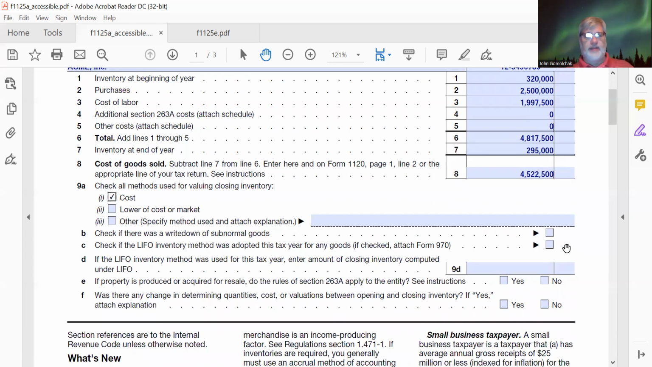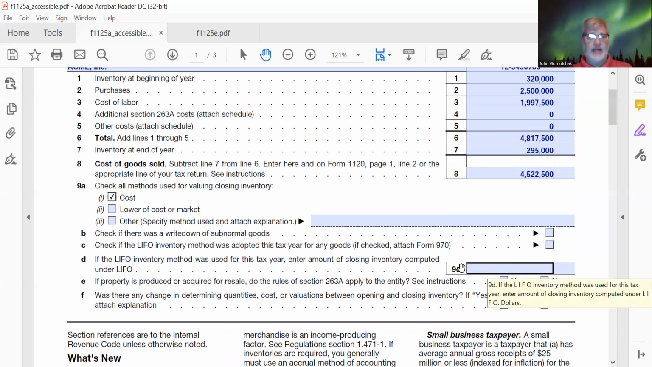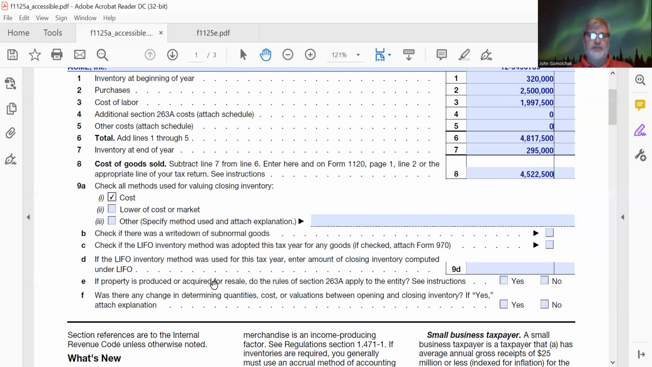We did not adopt LIFO this year. If the LIFO inventory method was used for this tax year, enter the amount of closing inventory computed under LIFO. Well, let's just say we use FIFO because I don't want to do that. If property is produced or acquired for resale, do the rules of Section 263 apply? We're not doing that, so we don't have to answer that.